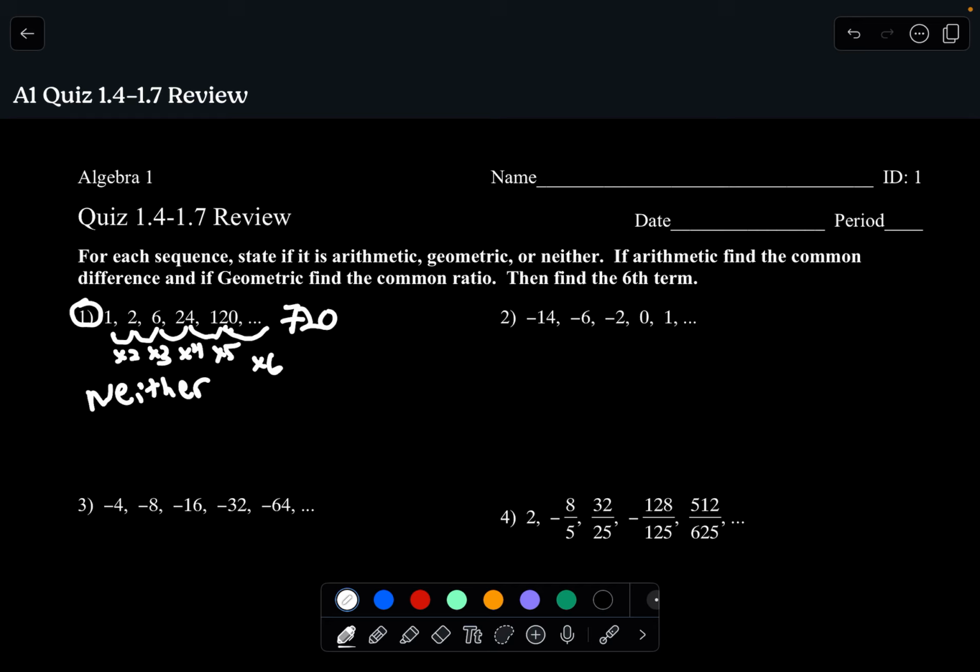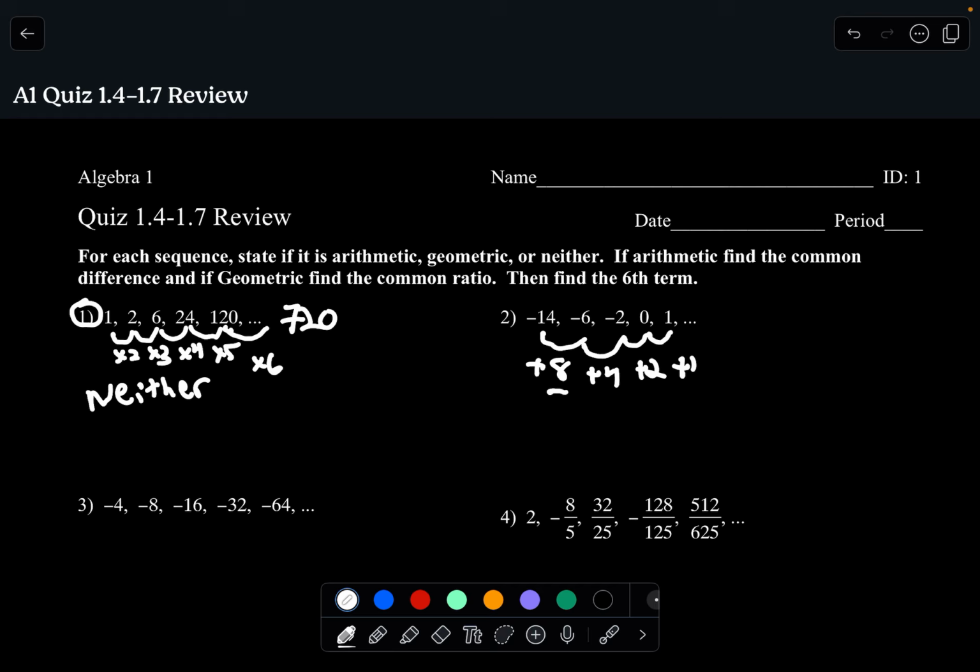Number 2, going from -14 to -6, we're adding 8. Going from -6 to -2, we are adding 4. Going from -2 to 0, we're adding 2. And going from 0 to 1, we're adding 1. So you can see that it's not arithmetic, and quite honestly, it's not geometric either. You're not multiplying by the same number.